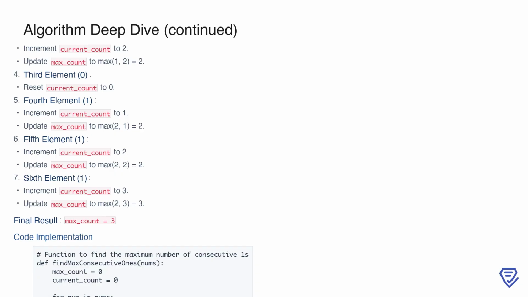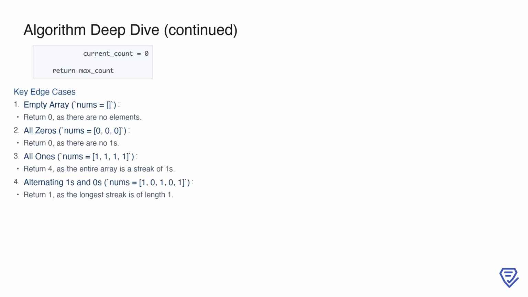The Python implementation of this algorithm starts with defining a function that initializes max_count and current_count to 0, then iterates through the array to apply the described logic. The implementation continues by checking each element in the array. If the element is 1, current_count is incremented, and max_count is updated to the greater value between the two. If the element is 0, current_count is reset to 0 to break the streak. At the end of the loop, the function returns max_count as the result.